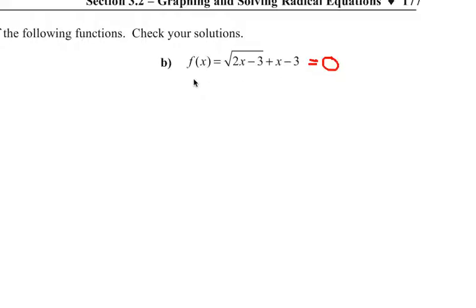So we're going to end up with this, which is root 2x minus 3 equals 3 minus x. This 3 minus x comes from moving this x minus 3 onto the other side. So how we get rid of this root is we're going to square both sides.